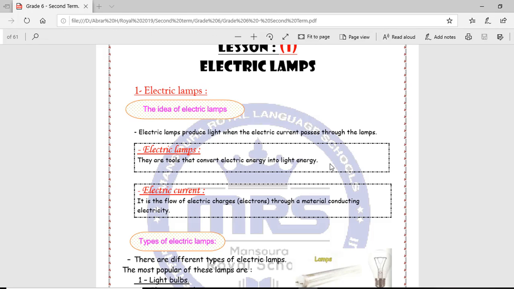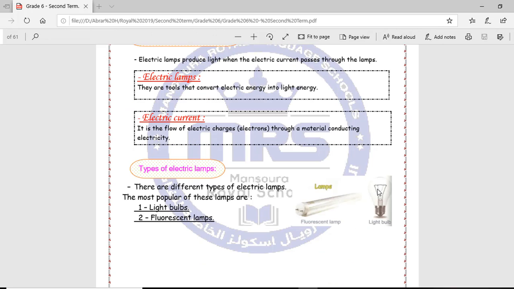But what is the meaning of electric lamps? The electric lamps are tools that convert electric energy into light energy. And what is the meaning of electric current? The electric current is the flow of electric charges, electrons, through a material conducting electricity. There are different types of electric lamps. The most popular of these lamps are number 1, the light bulbs, number 2, fluorescent lamps.